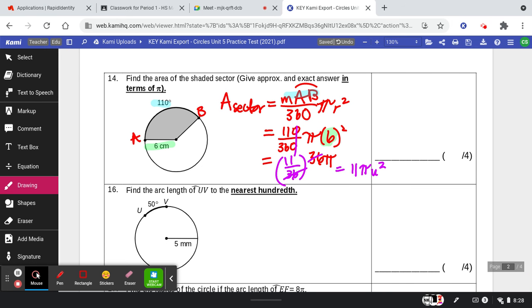11 pi. So where did that 11 come from? I cross-canceled the fraction. The 36s cross out. Some of you might want to do 11 times 36 and then divide it by 36, and you'd go, oh, it's just 11. Okay, just kidding. But if that makes more sense for you, do it that way.